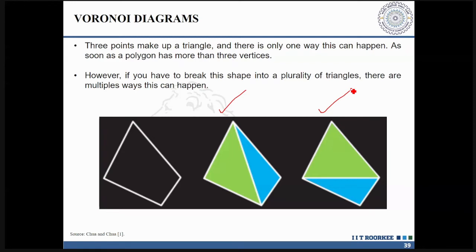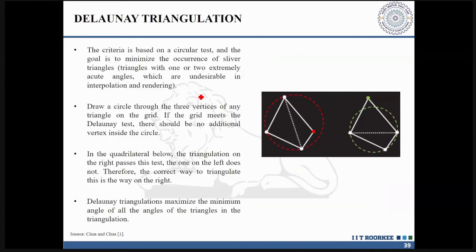Now, what does Delaunay triangulation say? Whenever there is a plurality of triangles, there are multiple ways by which it can be triangulated. Now, how to do the triangulation? Then Delaunay gave a method. Fine. Now, what method does Delaunay give? He says that, let us say, this is one way of doing the triangulation. This is the second way of doing the triangulation.